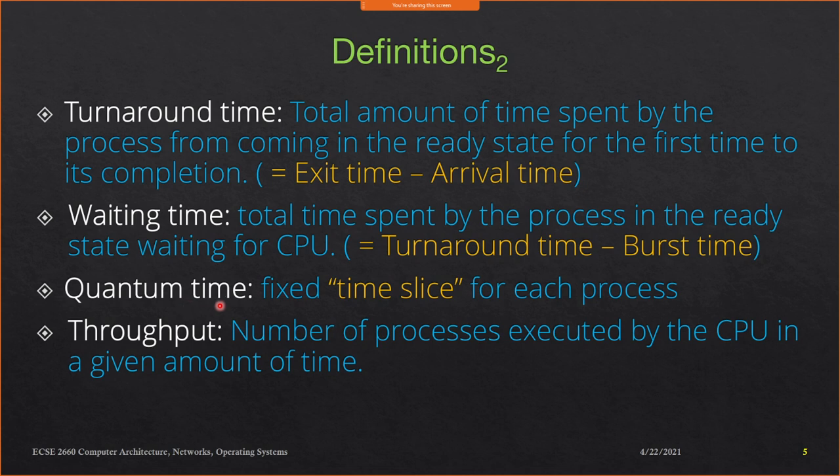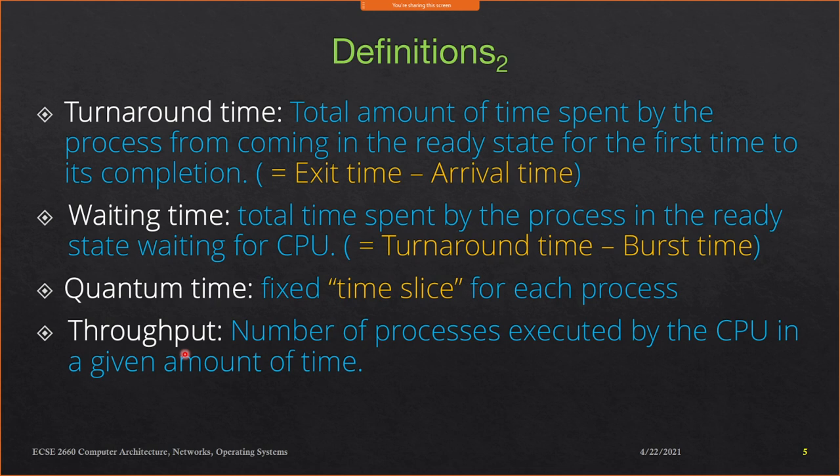Quantum time, which is a parameter of interest for specific scheduling algorithms, is essentially a constant, a fixed time slice or time share that you can allocate for each process. And we do that for fairness among processes. We'll talk about time quantum and time slice when we look at round robin scheduling.